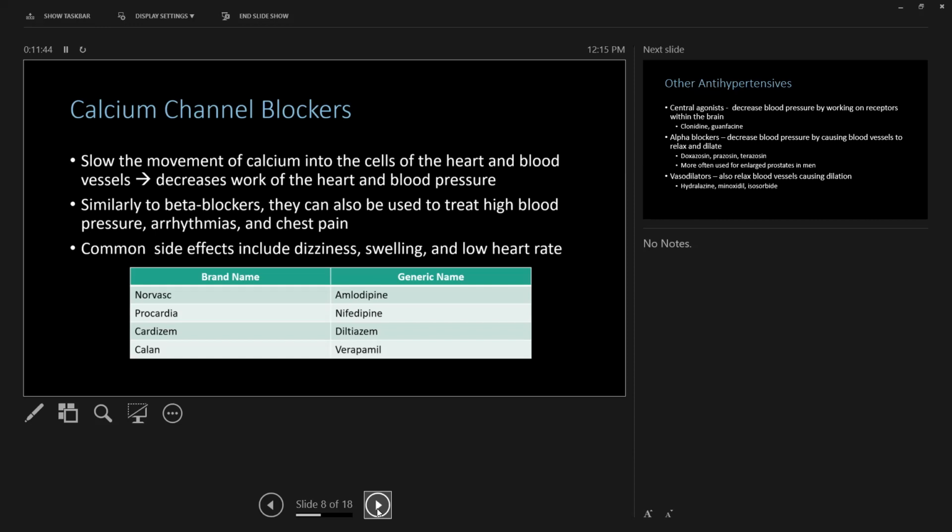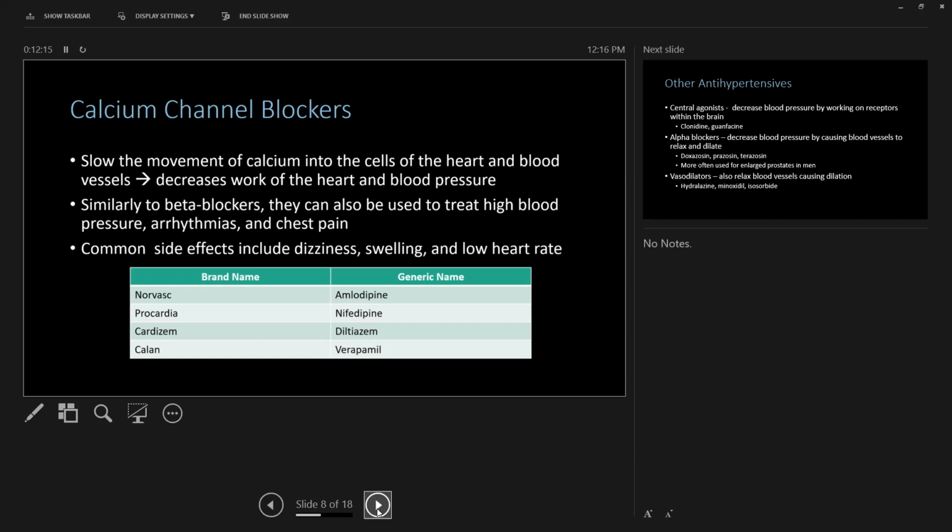As I said, similar to beta blockers, they're also used to treat a lot of different disease states, so arrhythmias like AFib, chronic chest pain, and of course just high blood pressure as well. Side effects usually tend to be more common when you're just starting out on the medication. Patients usually adjust pretty quickly. But some people can have some dizziness or potentially some swelling, usually in their lower extremities, legs and ankles, and potentially a low heart rate.